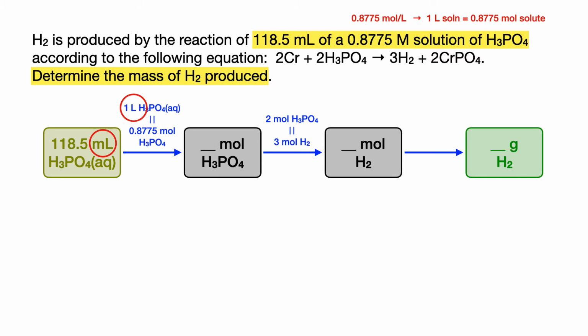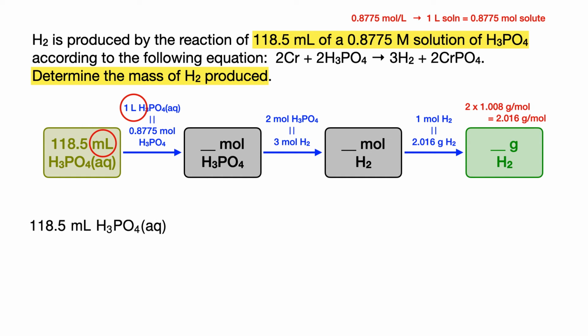We can do that using the molar mass of H2. So 2 times 1.008 grams per mole gives 2.016 grams per mole. So in other words, 1 mole of hydrogen gas has a mass of 2.016 grams. So now we've got all the pieces to the puzzle, and we can set up our calculation.